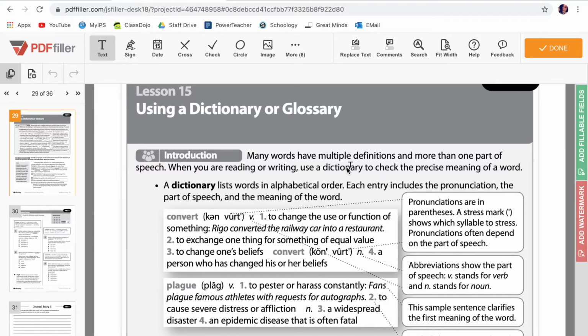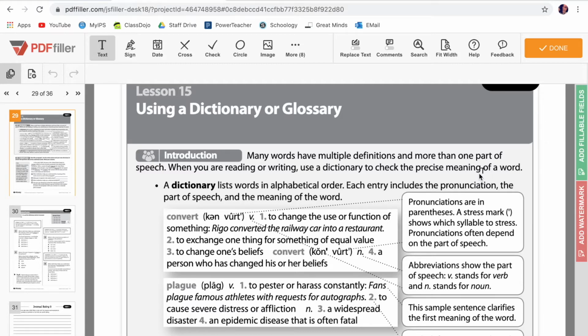So it says, many words have multiple definitions and more than one part of speech. So what's a part of speech? A noun, verb, adjective, adverb, that sort of thing. Okay, so it's just the type of word that it is. So when you're reading or writing, use a dictionary to check the precise meaning of words. So we've talked about context clues a lot, but this is looking for the exact definition in a dictionary.